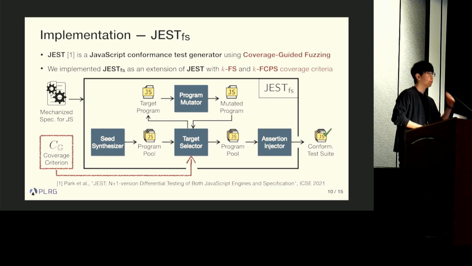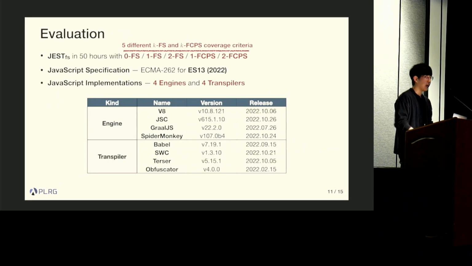Yes, I'm sorry. In the previous work, we presented a tool named JEST, which is a JavaScript conformance test generator using coverage-guided fuzzing. At the time, we only utilized node and branch coverage information, but now we extended JEST with our new coverage criteria, the K feature-sensitive and K feature call path sensitive coverage criteria. We executed our tool for 50 hours with 5 different options. Our target JavaScript spec was the latest one at the time, and the target JavaScript implementations were 4 engines and 4 transpilers heavily used in the development process.